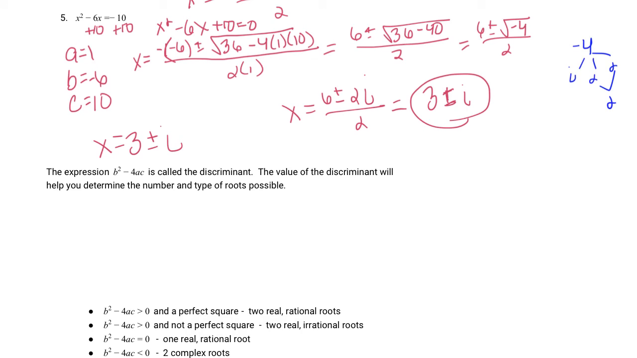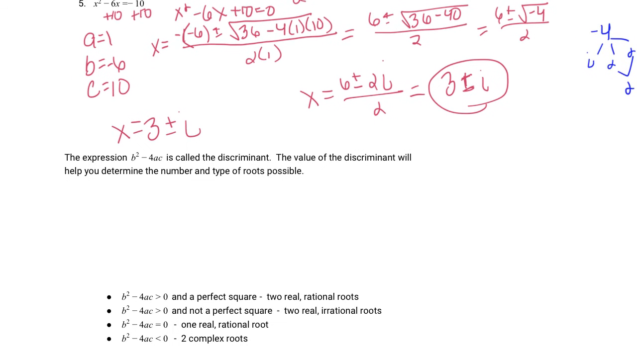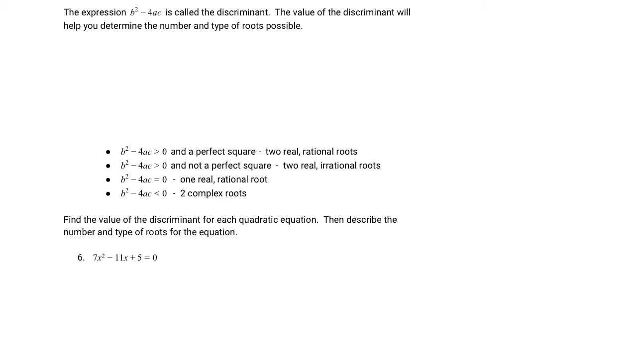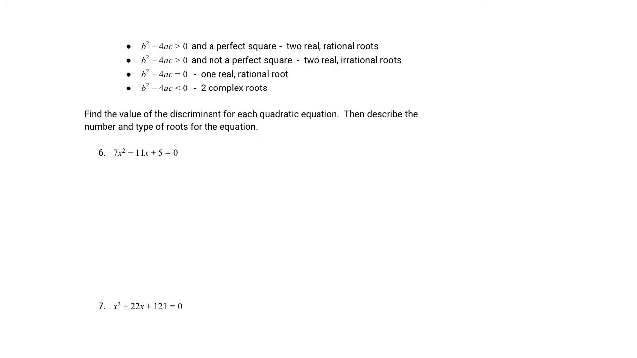Fantastic. Hope you understood so far. We're going to move on to something else. The expression b squared minus 4ac is called the discriminant. The value of the discriminant will help you determine the number and type of possible roots. I don't know why there's all this room here. Hopefully I fixed it on your notes.